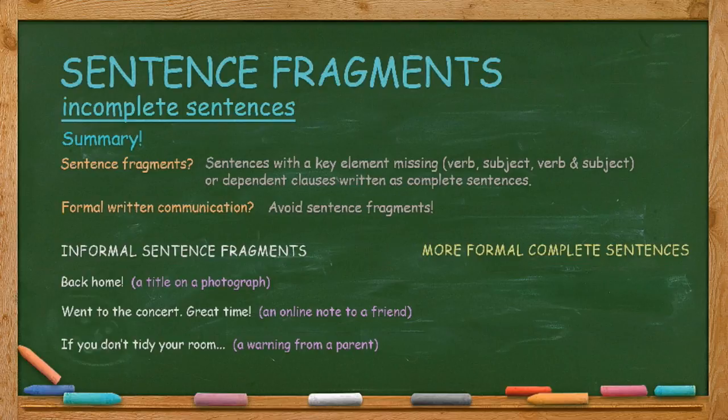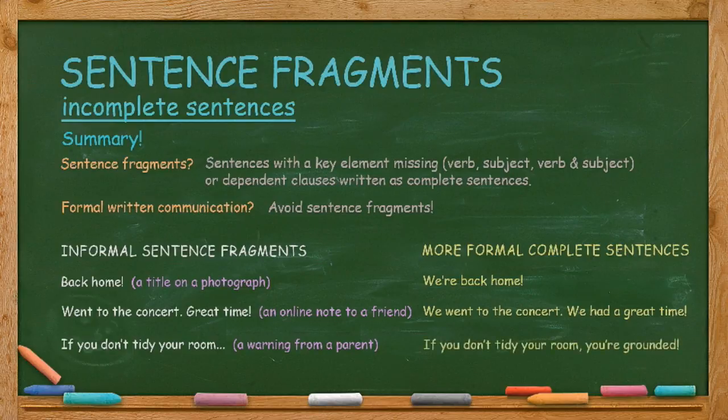First, back home. This might be a title on a photograph, but it has no subject or verb. The formal complete sentence would be, we're back home. Next, went to the concert, great time. This could be an online note to a friend. The formal complete sentences are, we went to the concert, we had a great time. And the third one, if you don't tidy your room, this could be a warning from a parent. The complete sentence might be, if you don't tidy your room, you're grounded.